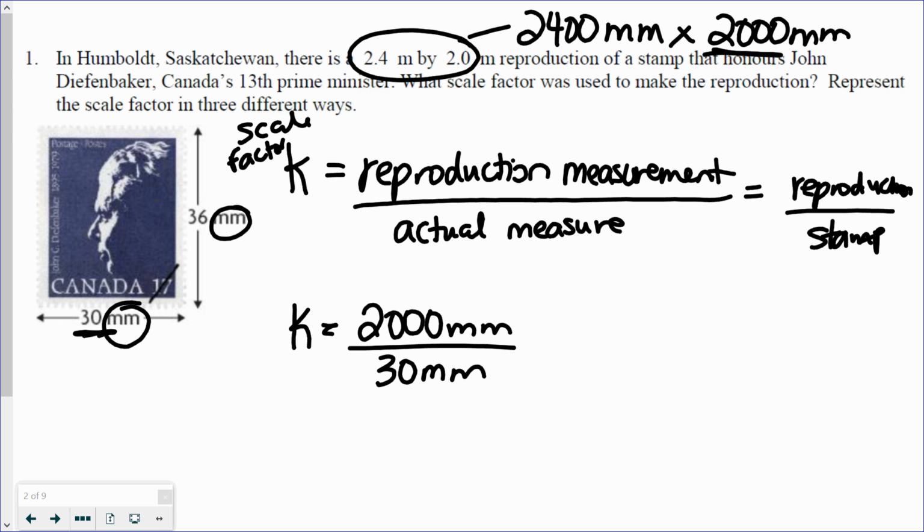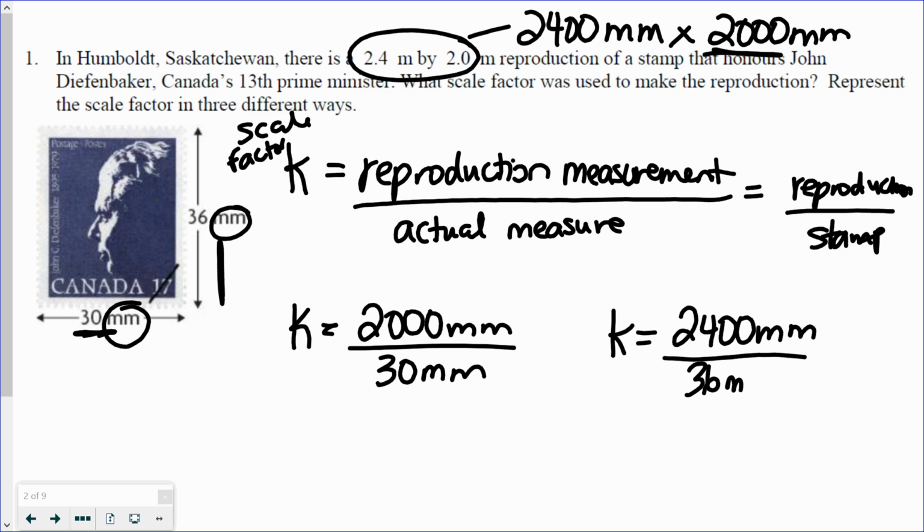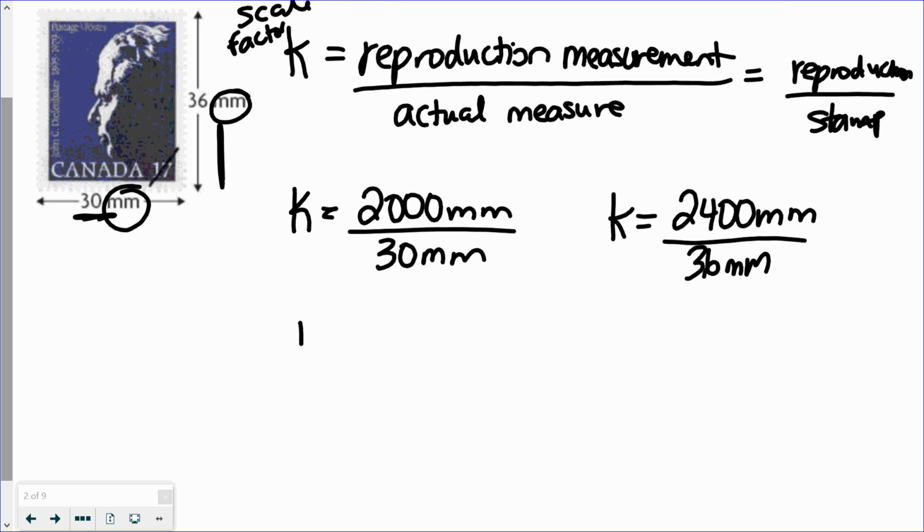Or we could do the longer side as well. We're going to get to the same value. So that was 2,400 millimeters divided by the length of the long side here, 36 millimeters. Dividing both of those out, it doesn't matter which one you do, you're going to get the same thing, that the scale factor is 66.667, whatever, 6 repeating.